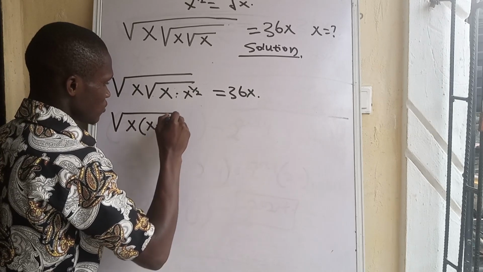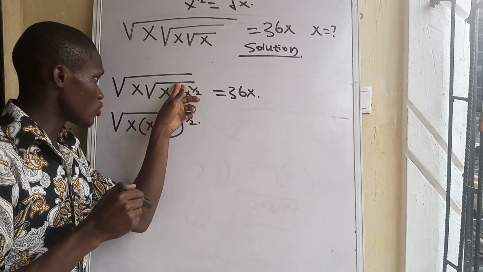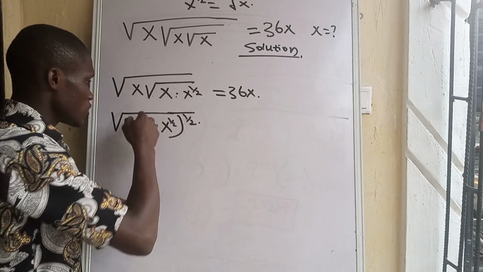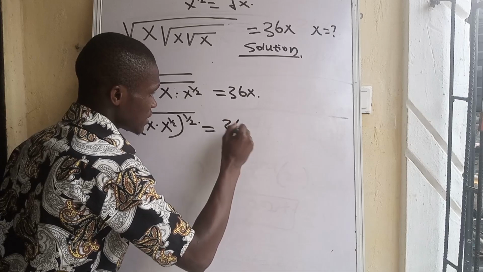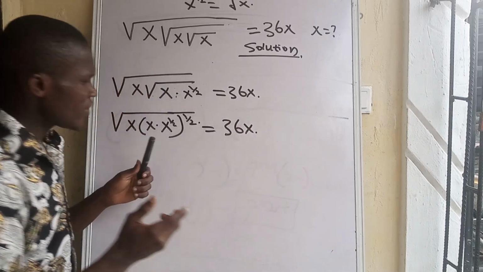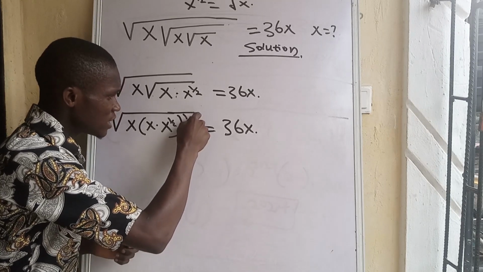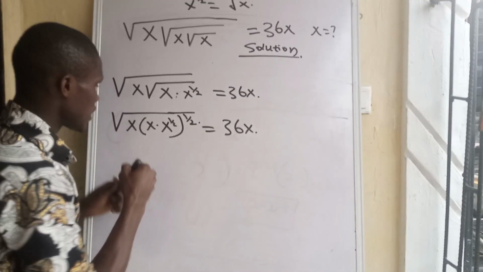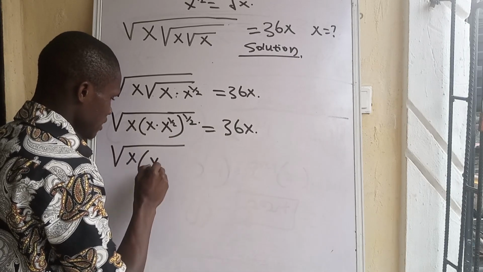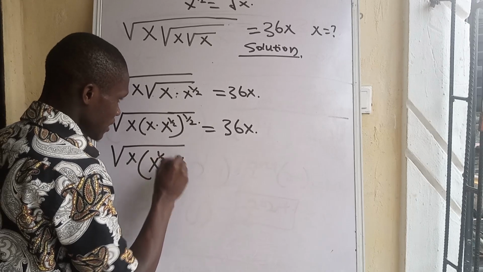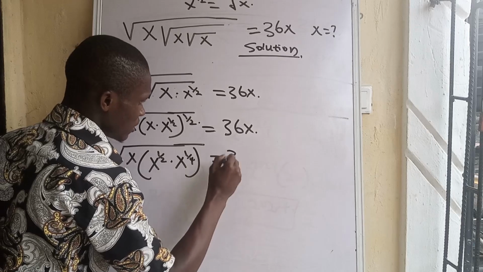to the power of 1 all over 2, because as you can see this root is affecting these two. That's why I'm putting open bracket close bracket to the power of 1 all over 2 equals 36x. Having this, we are simply going to bring in this 1 all over 2 into it. Doing that, we can say a root of x open bracket x to the power of 1 all over 2 dot x to the power of 1 all over 4, closing the bracket, equals 36x.